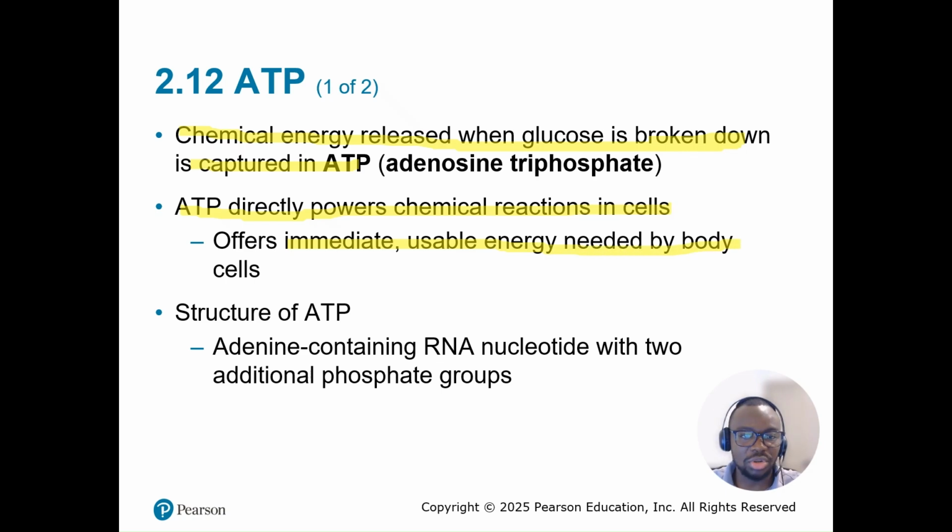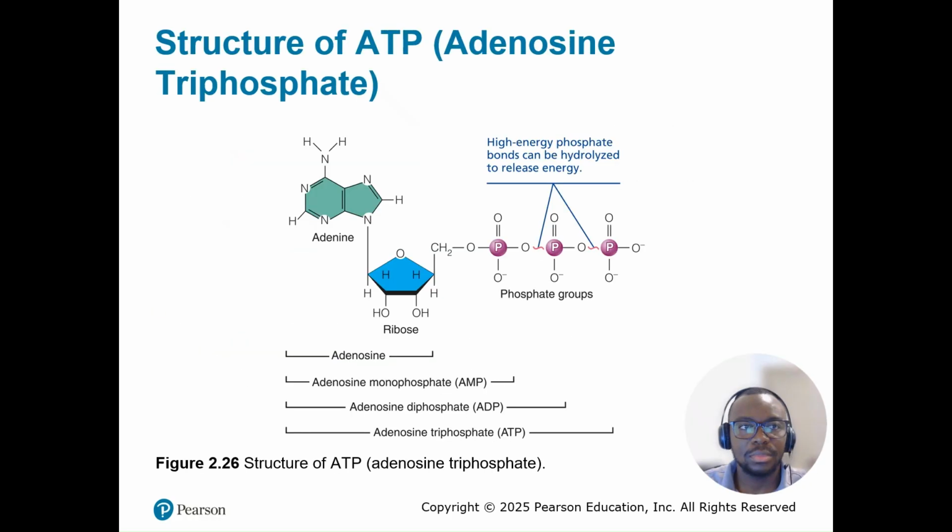In terms of its structure, ATP is an adenine containing RNA nucleotide with 2 additional phosphate groups. ATP consists of an adenine containing RNA nucleotide with 3 phosphate groups in its tail. The high energy phosphate bond in the phosphate group can be hydrolyzed to release energy. When the terminal phosphate group of ATP is cleaved off, energy is released to do cellular work.